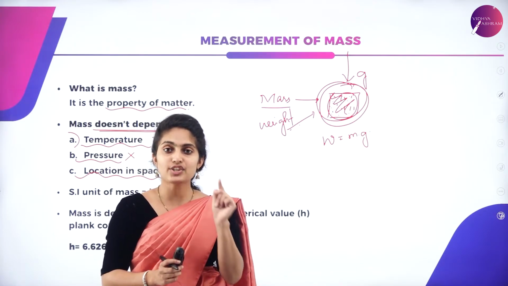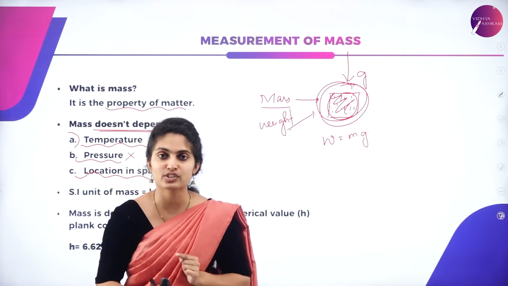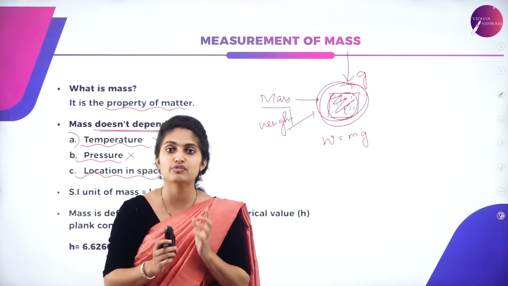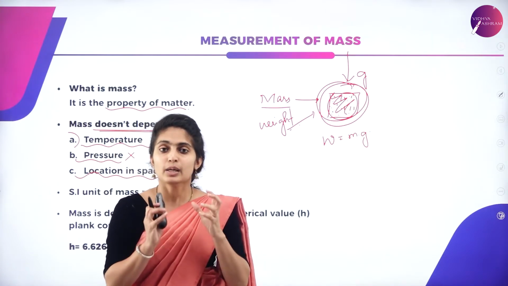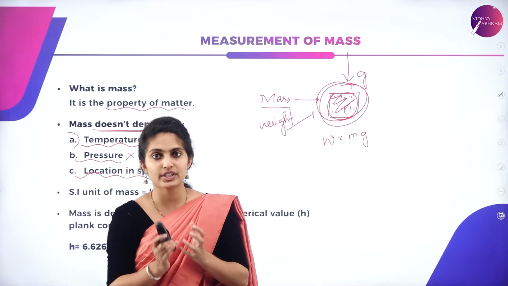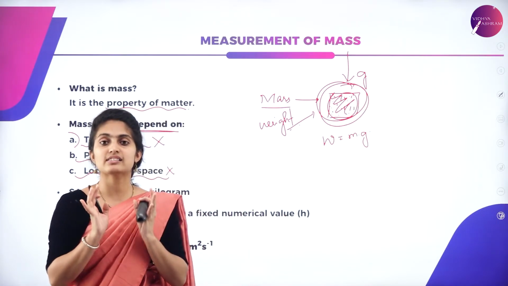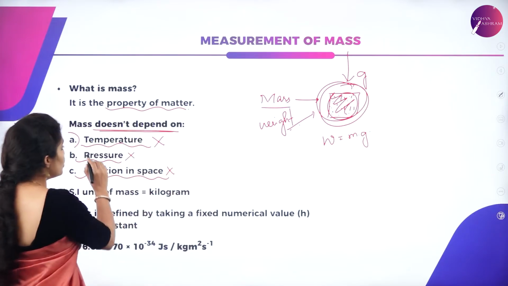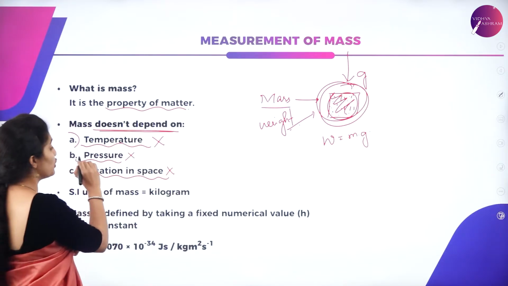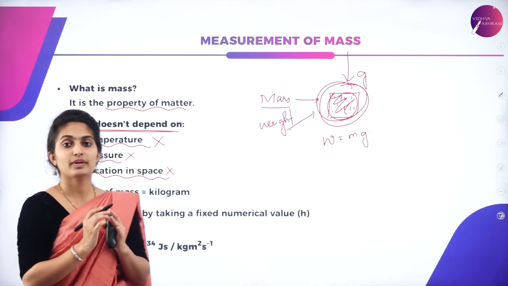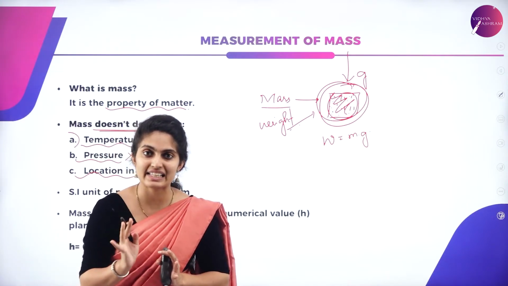Okay, and each and every planet in the universe has got a certain gravitational force of its own, because of which certain objects weigh in a different way. So mass is a stable one which has no dependence on temperature, no dependence on pressure, and no dependence on the place where exactly it is placed.